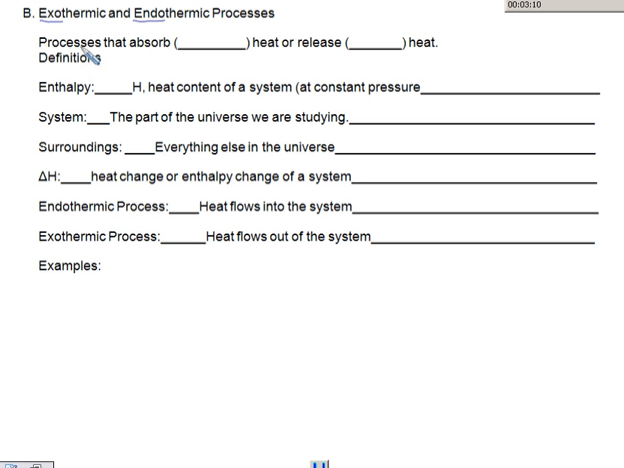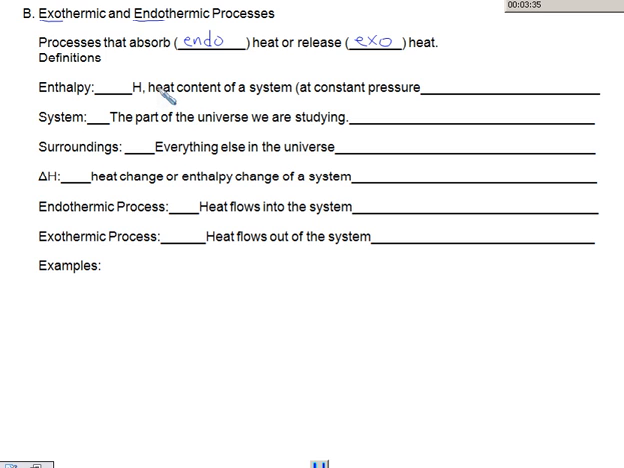So if you have an exothermic process, then you have a process that is going to release heat. So exo means out. And then endo is inside, so it absorbs heat. So processes that absorb heat are endothermic. If they release heat, they're exothermic.